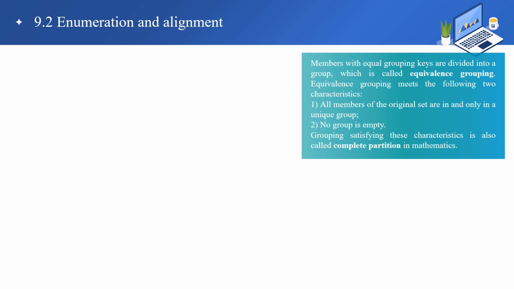Then is there an incomplete partition? Yes, the two requirements of complete partition may not be satisfied. For example, there may be an empty subset in the result, or some members of the original set may not be in any group or in multiple groups. In this section, we will talk about this kind of grouping.